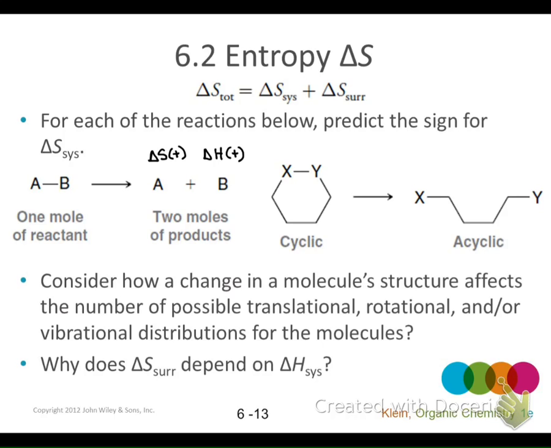So for that reaction to be spontaneous, this term has to create more entropy, and I haven't talked about exactly how this interacts with the surroundings, but recognize that the delta H is how the system reacts with the surroundings. So delta H is going to be removing energy from the surroundings.